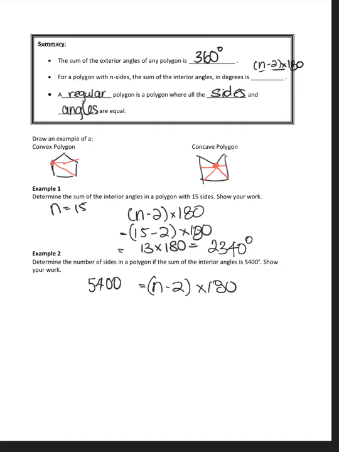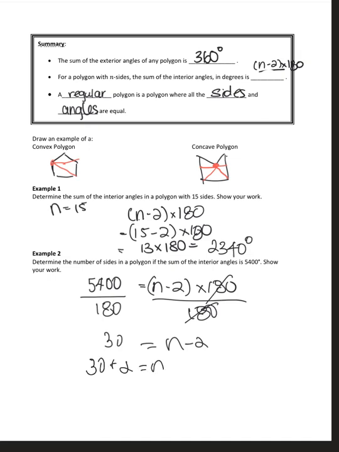Okay. Now, I want to figure out what n is, so I need to work backwards, just like with any other equation. I'm going to undo the 180 by dividing both sides by 180. Remember, dividing is the opposite of multiplying. So now I'm left with n minus 2 on this side, and all of that is going to equal 30. If I'm subtracting 2 on this side, I need to add it to the other side. So this means that I'm going to have 32 sides.